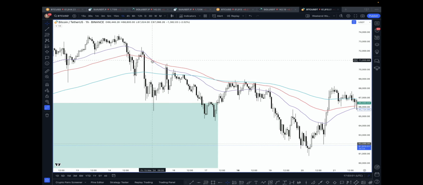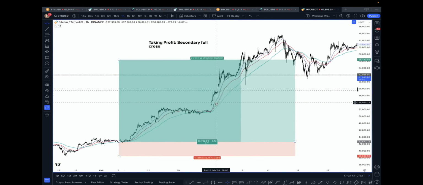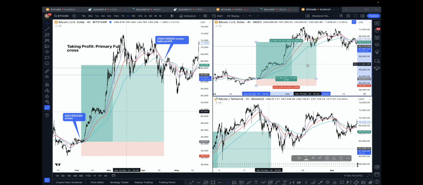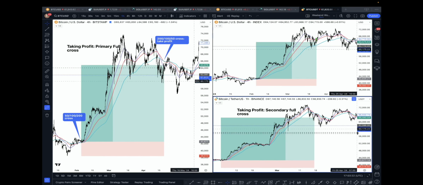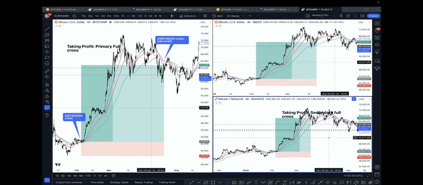50 crosses the 100. 50 crosses the 200, but the 100 is still above. You wait for the 200 to be above the 100, to be above the 50. That's here. You exit there, right? So that one gets you out even earlier. If I compare these side by side, you'll see this. And if I put this to the 4 hour, it should be even clearer. There you go.